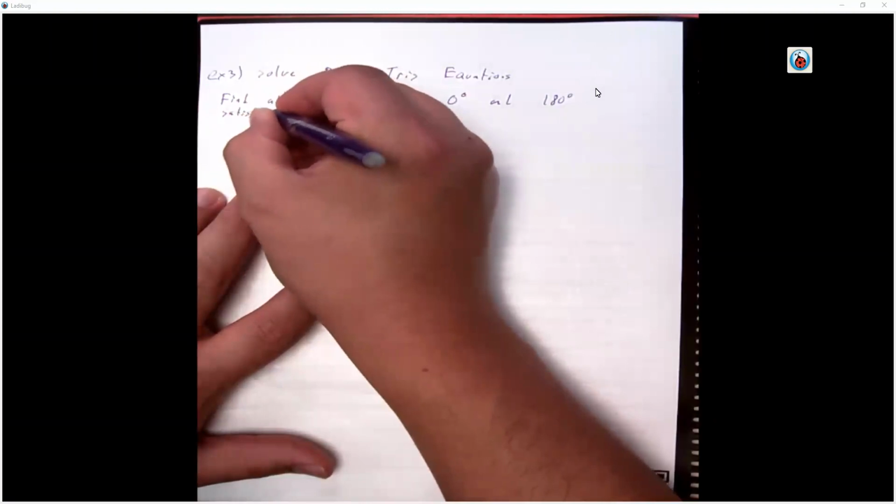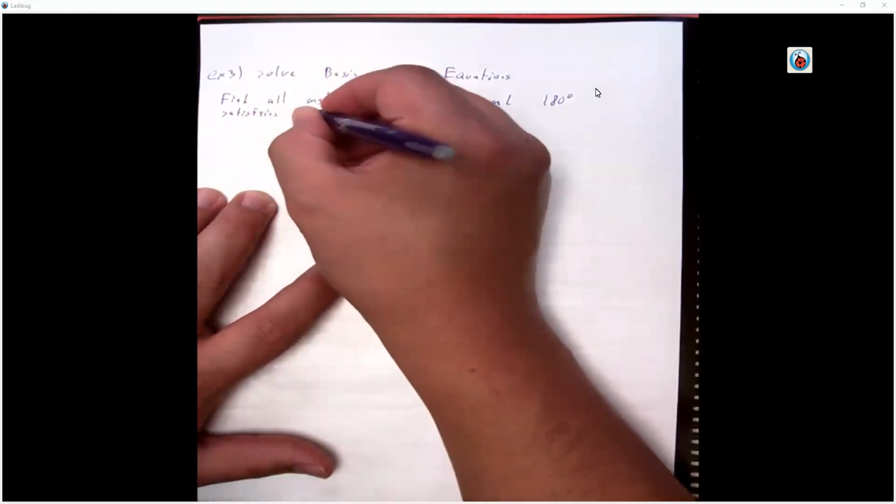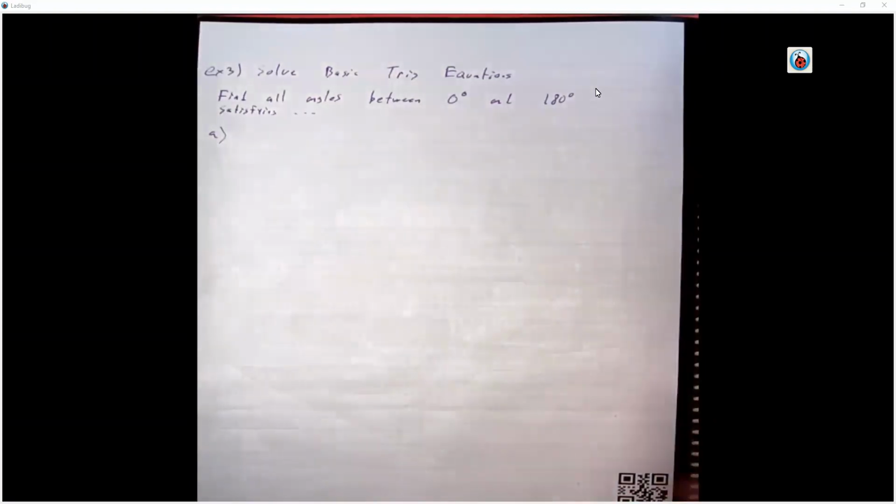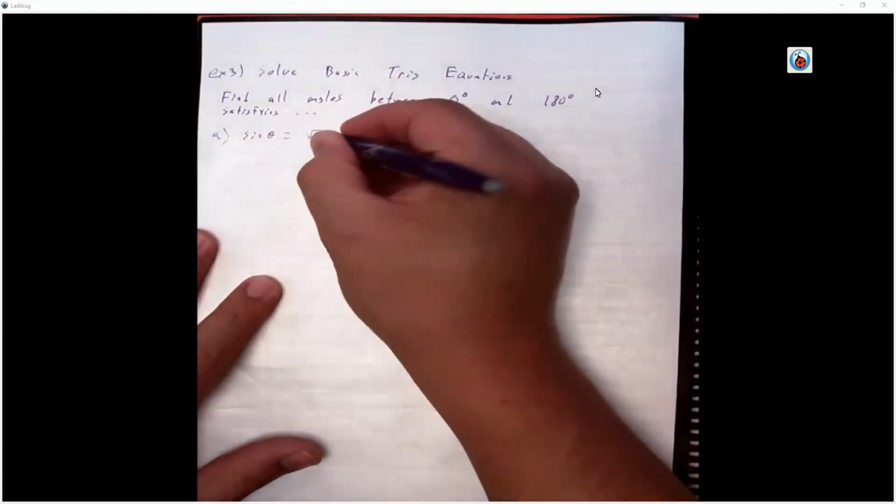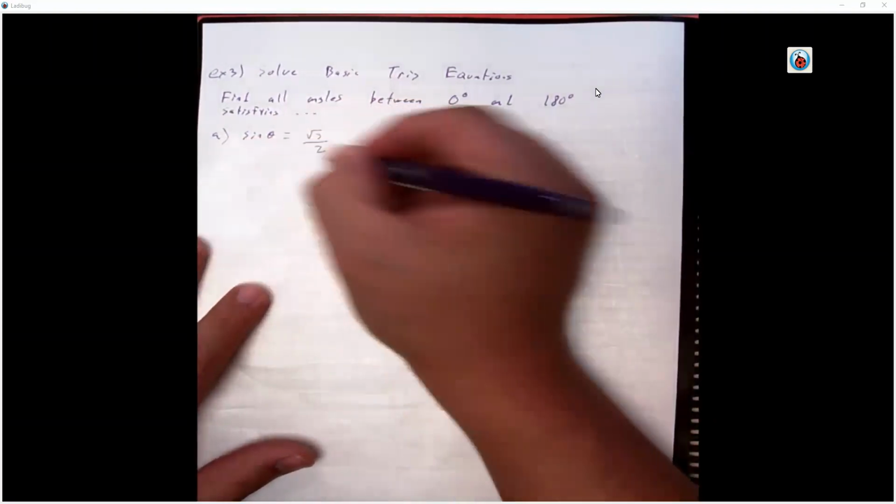Satisfying the following. Okay, so part A, this is something we've done before. Square root of 3 over 2. Now, if you look at the circle, you should see there's two answers, right? Let me put the circle up real quick. Right, when is sine equal to square root of 3 over 2?